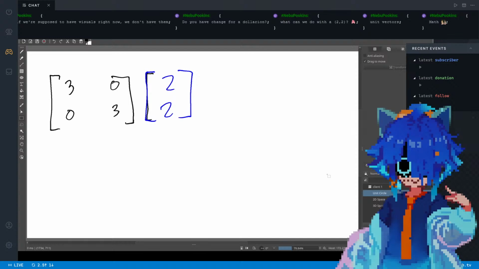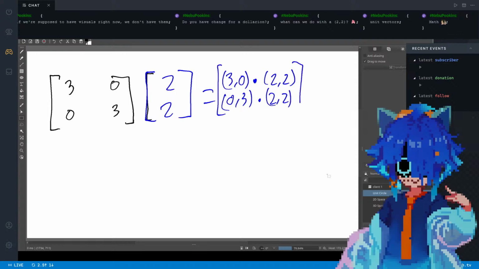Well, let's work out the dot product. We have 3, 0 dotted with 2, 2, and we have 0, 3 dotted with 2, 2. And what does this equal? 3 times 2 is 6. 0 times 2 is 0. 0 times 2 is 0. 3 times 2 is 6. So this wound up scaling our vector. This special type of matrix, where the diagonals are some number greater than 1, is called a scale matrix.